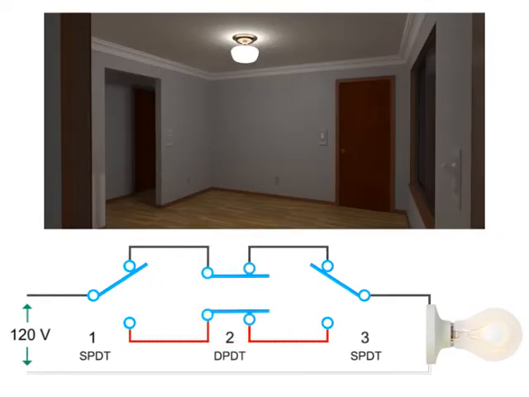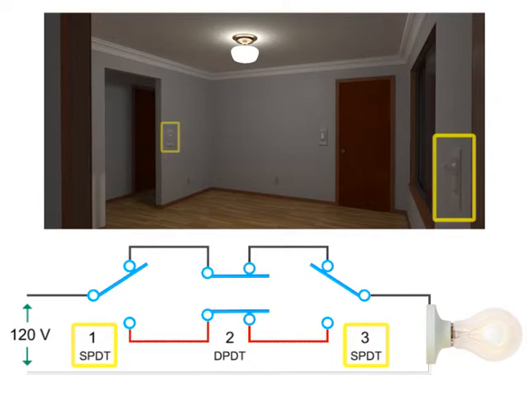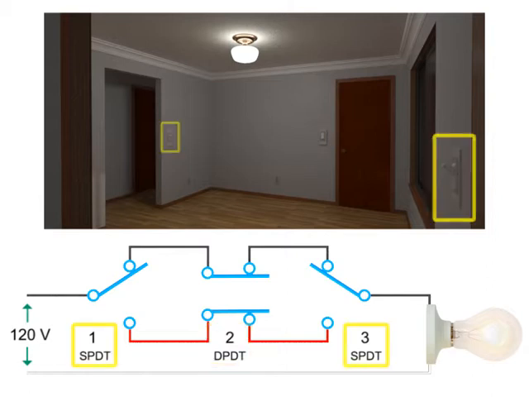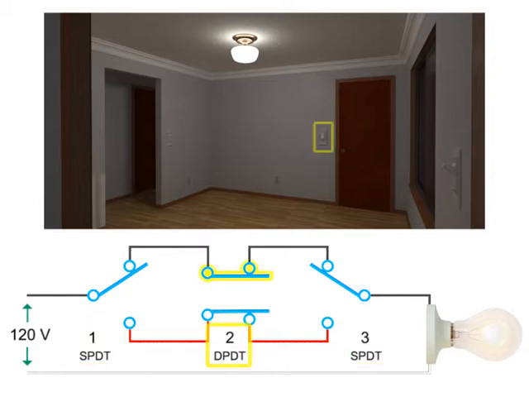In this four-way circuit example, we have two single-pole double-throw switches on the left and right, and a double-pole double-throw switch in the middle. If switch 1 and 3 are in the up position and the position of switch 2 connects the same colored wires in the circuit, the current passes through the black wire and lights the bulb.